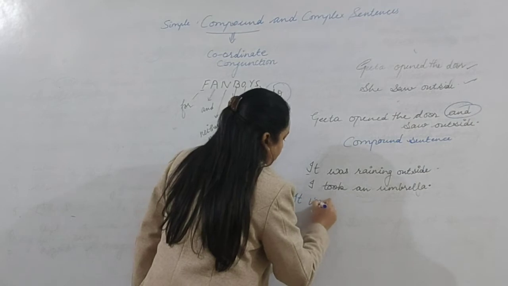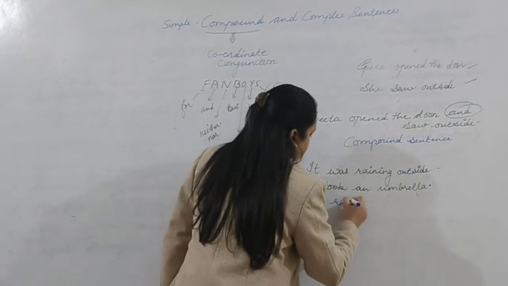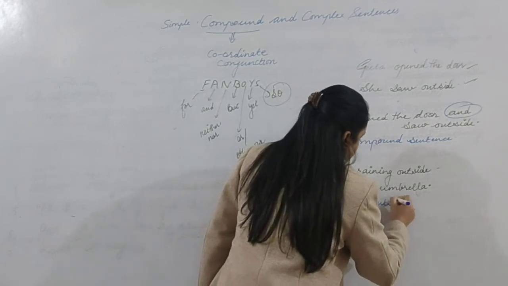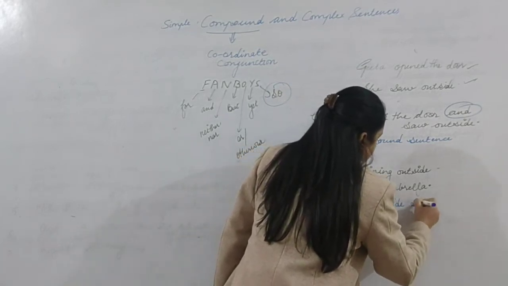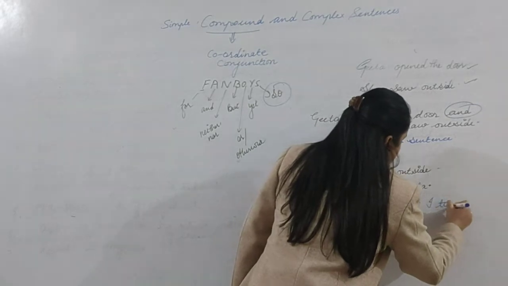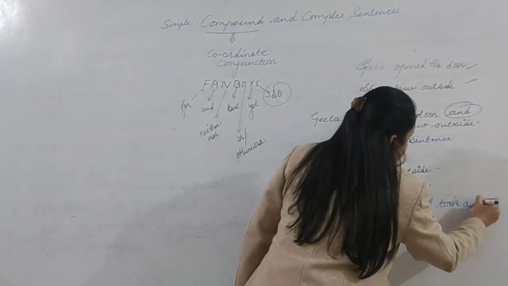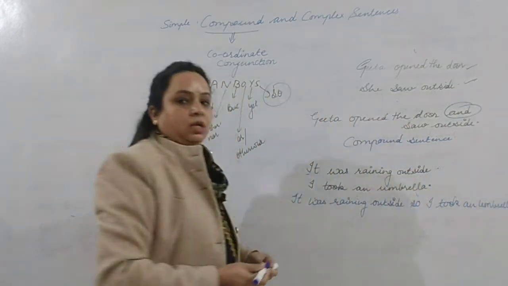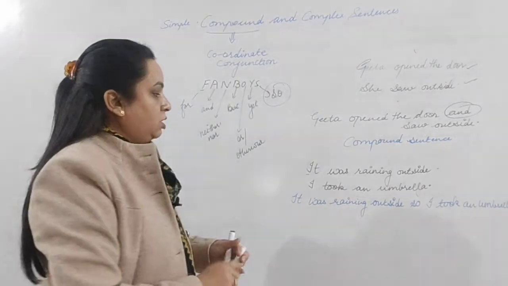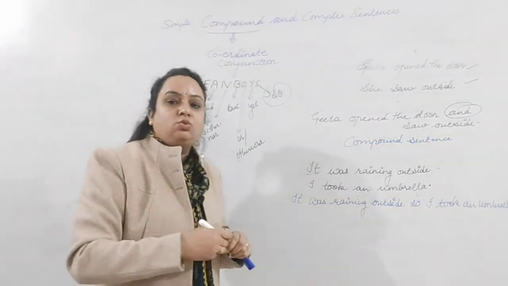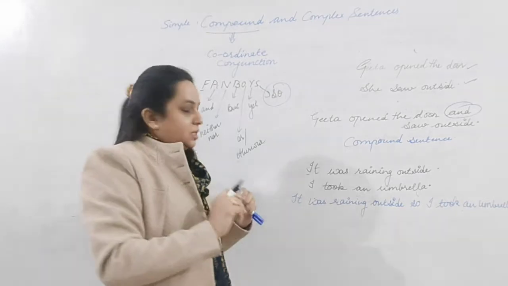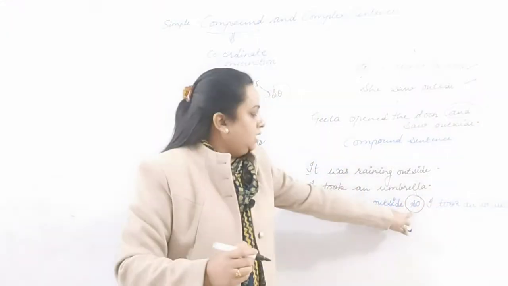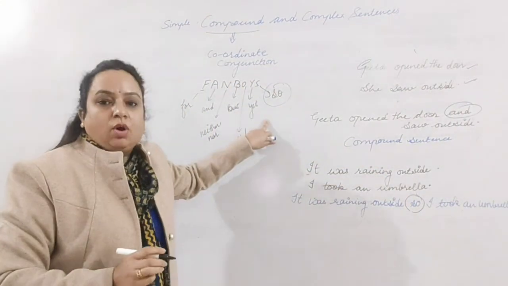It was raining outside, so I took an umbrella. Now this is what? This is a compound sentence because we have joined two simple sentences with a conjunction, and that conjunction we have used is so, and this is what? Of the category of coordinate conjunction.